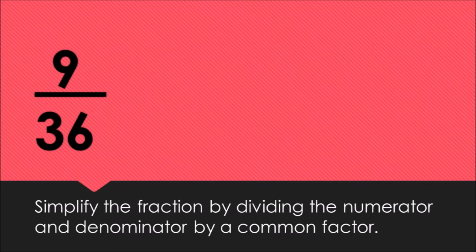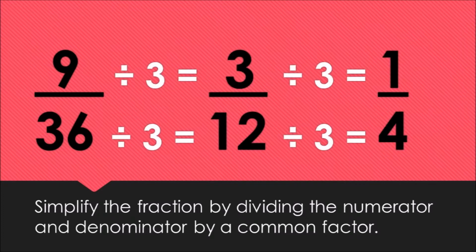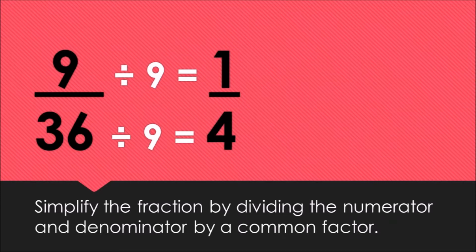The next one, we have 9/36. Think of common factors for 9 and 36. We can divide 9 and 36 by 3, which gives us 3/12. Then divide it again by 3. 3 divided by 3 is 1. 12 divided by 3 is 4, so 1/4. Or we can divide 9 and 36 by 9, and we get 1/4. So either way, you get the same answer as long as you keep dividing to simplify.